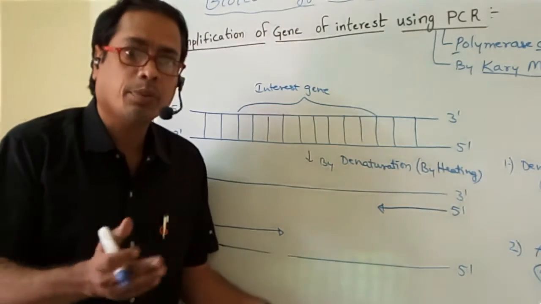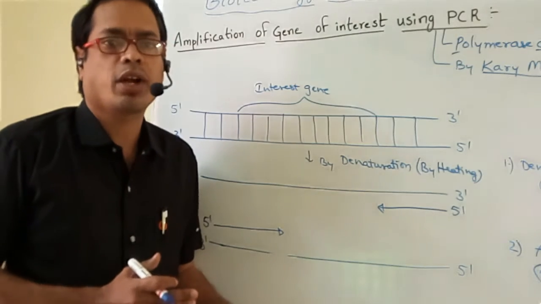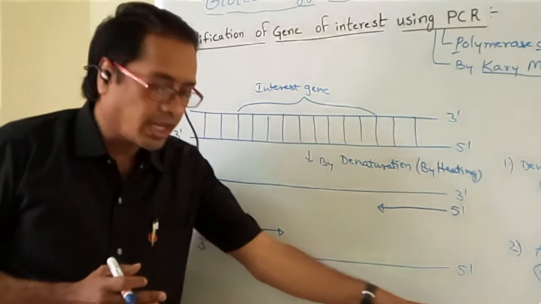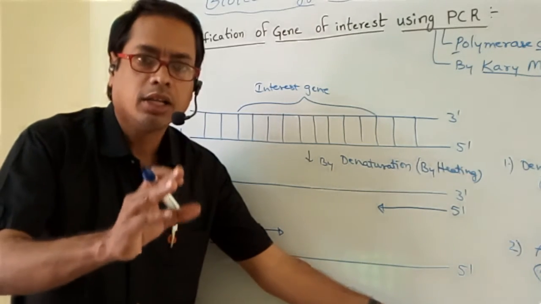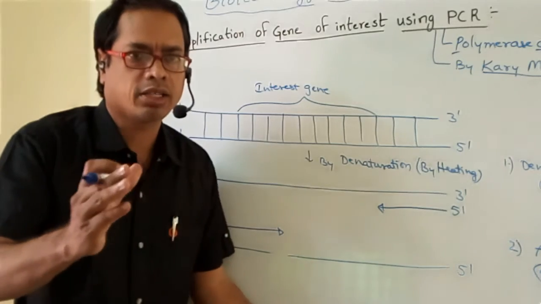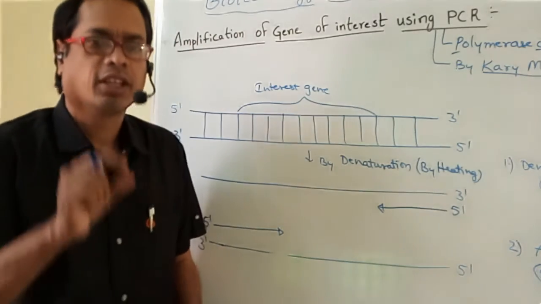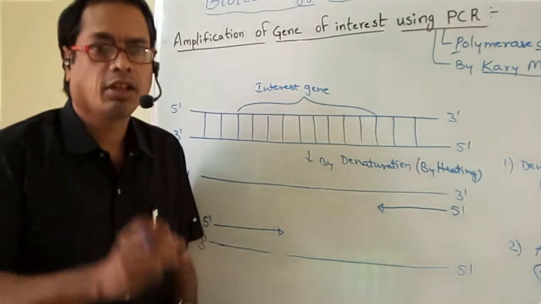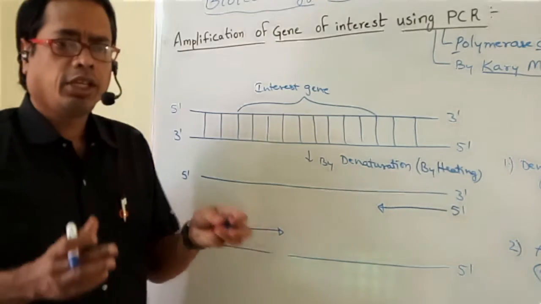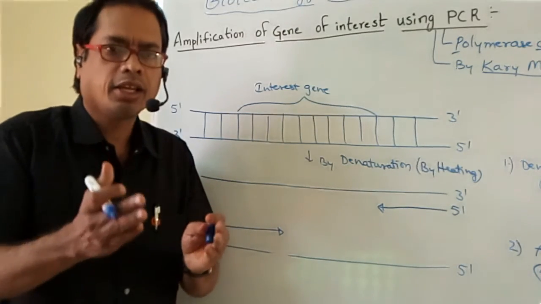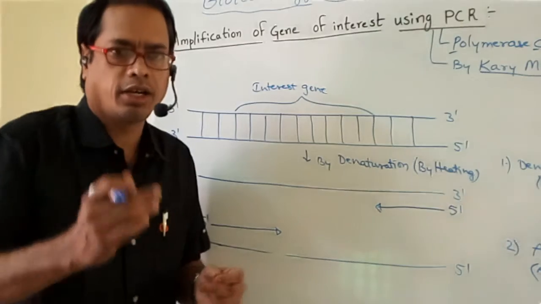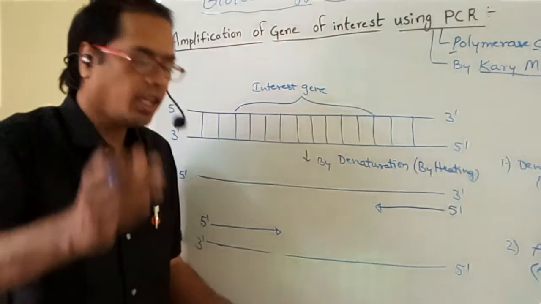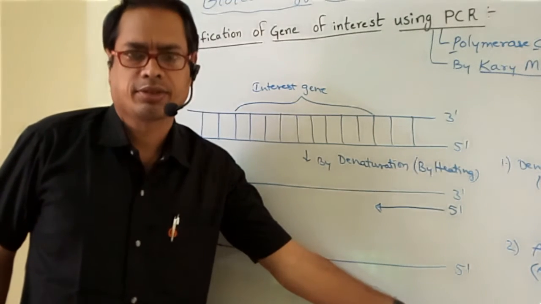This Taq polymerase is obtained from Thermus aquaticus. It is a bacterium. So this enzyme is obtained from a bacterium called Thermus aquaticus. Aquaticus means, where does that bacterium live? In water. The native place of Thermus aquaticus is water. Generally, by heating, enzymes get denatured. The only enzyme which can tolerate high temperature is Taq polymerase.